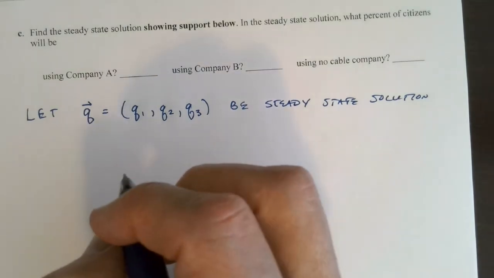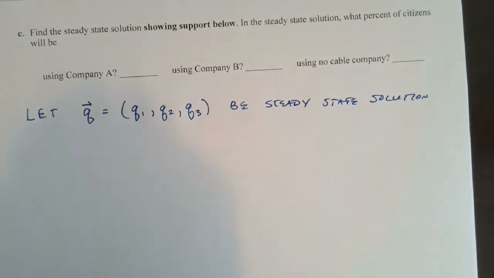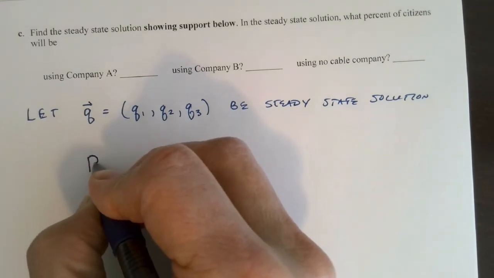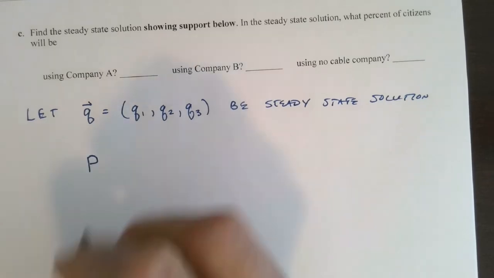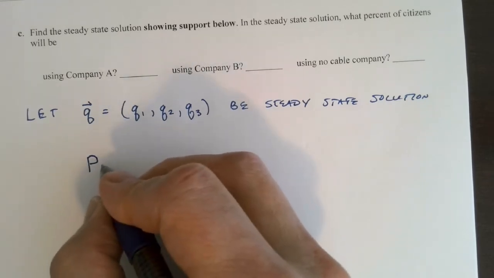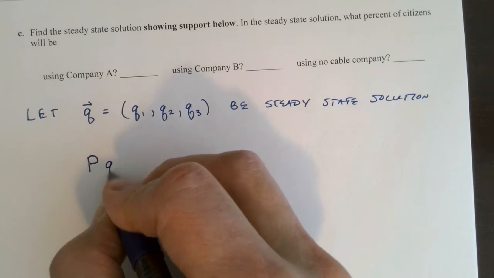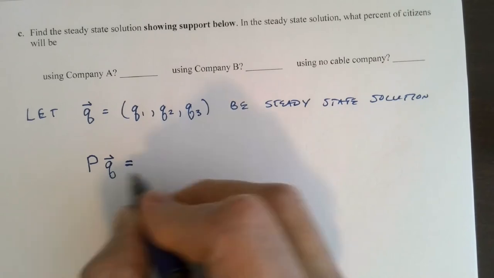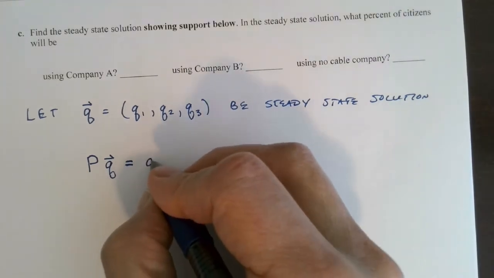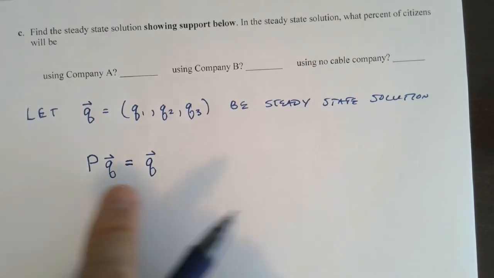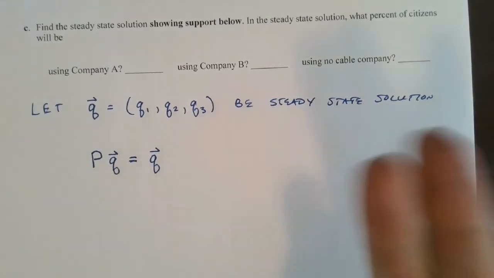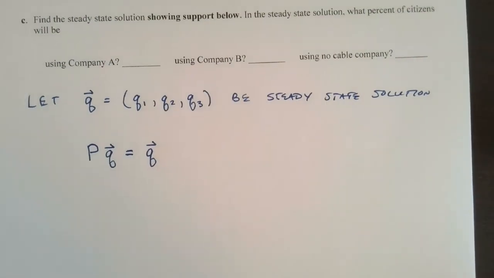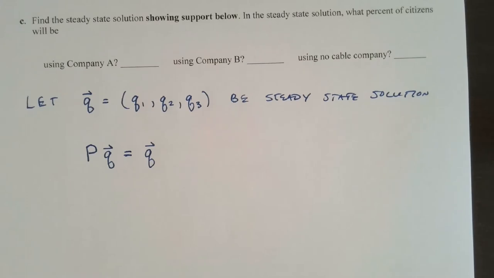So what must be true if Q is the steady state solution? Well, if I multiply Q by P, our transition probabilities matrix, if I multiply P times Q, what should I get? If this is steady state, meaning each time it doesn't change, we should just get back to Q. In other words, from here on out, every time I multiply by P, I just get back to the same thing. That's the steady state equation essentially; we want to solve for Q.